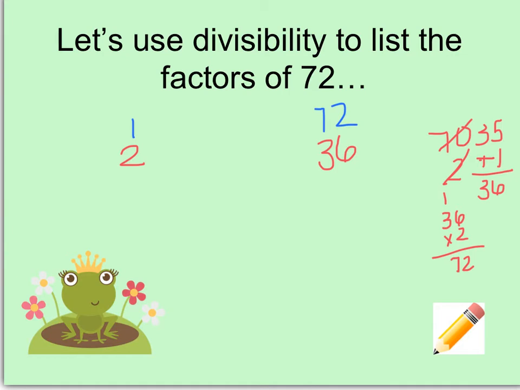For 72 to be divisible by 3, I'm going to add the digits. 7 plus 2 equals 9. I can divide 9 by 3. That means 72 is divisible by 3, and 3 is also a factor of 72. Again, I don't know the answer to 3 times what is 72. But I do know that the number has to be less than 36 because 2 times 36 is 72. I know that 3 times 10 is 30.